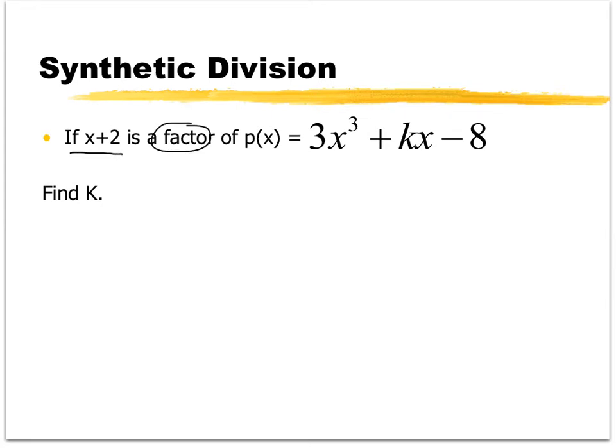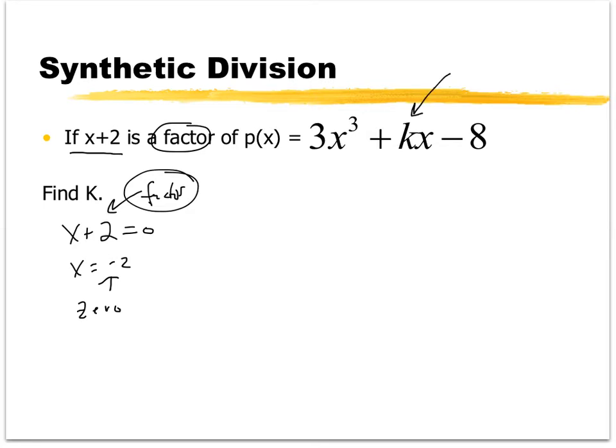So if x plus 2 is a factor, that means negative 2 is a 0. Just a little vocab review: x minus 2 is a 0. I want to solve for k. There are a couple different ways that I could do this. We're going to use synthetic division just to show how it works. There might actually be an easier way to do this, though, based on understanding our vocabulary.